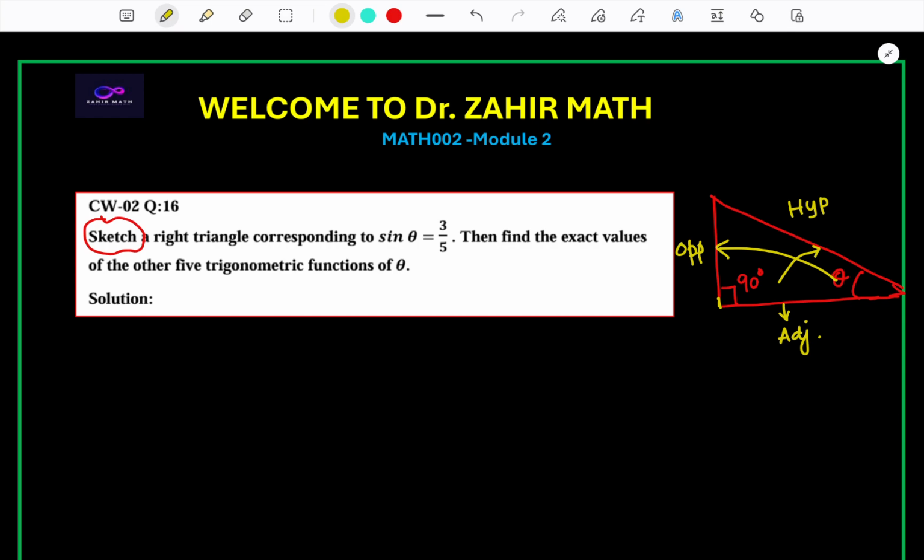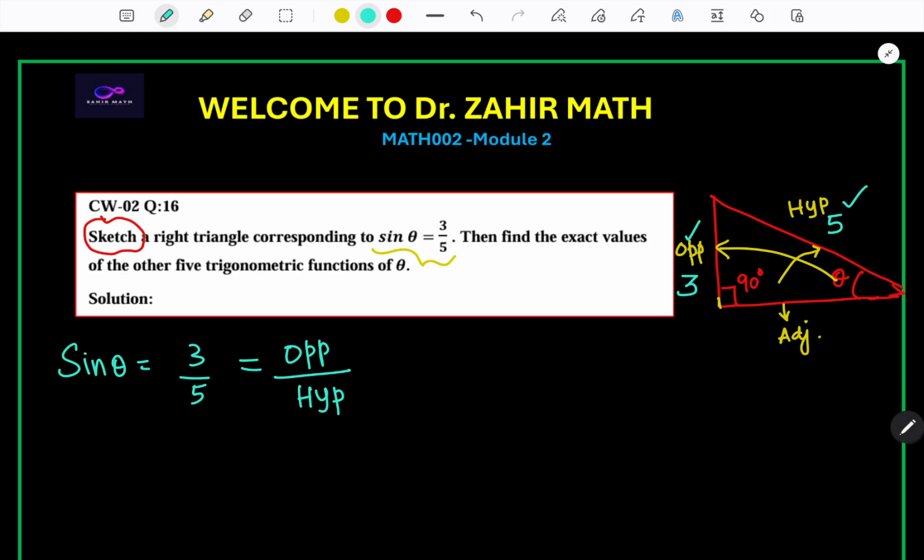Sine theta is given as 3 by 5. What is sine theta? Opposite side divided by hypotenuse. What is opposite? This one is 3, and the hypotenuse, this one, is 5. Okay. So now what should I do? I should go to the triangle to find the remaining side. Now we are going to use the Pythagoras theorem, right?